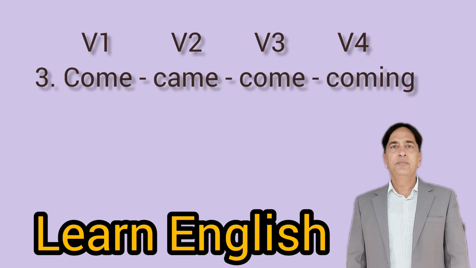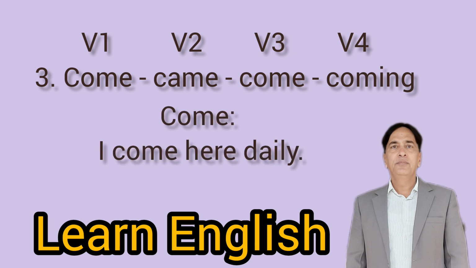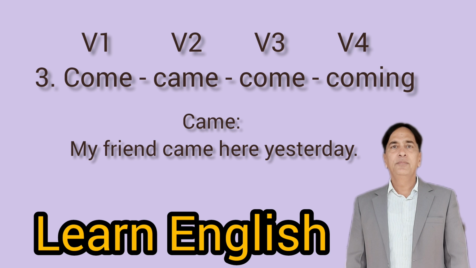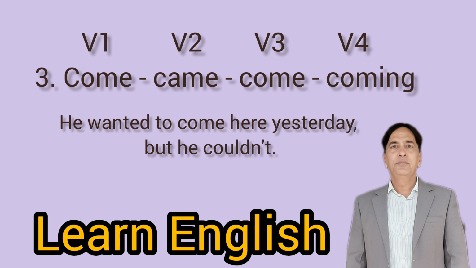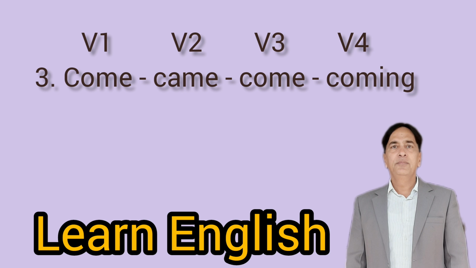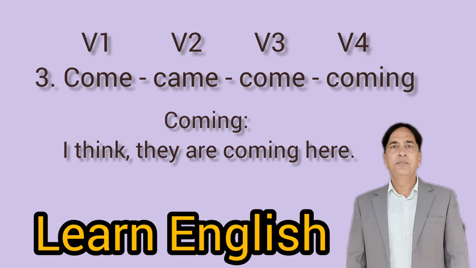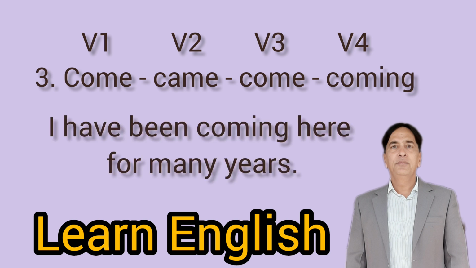Number 3. Come. Second form, came. Third, come. Fourth, coming. Sentences. I come here daily. He comes here on Sundays. My friend came here yesterday. He wanted to come here yesterday, but he couldn't. My friend has also come today. I think they are coming here. I have been coming here for many years.